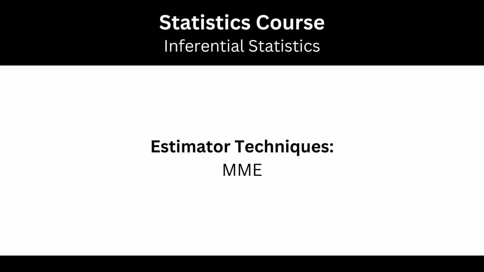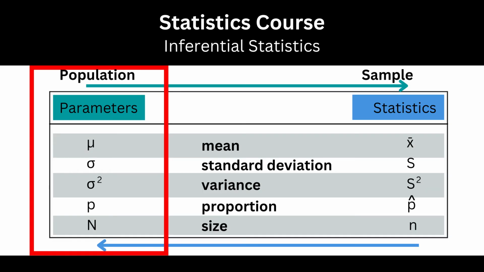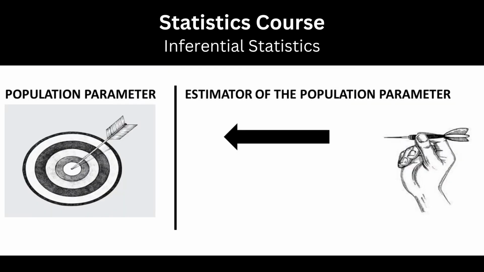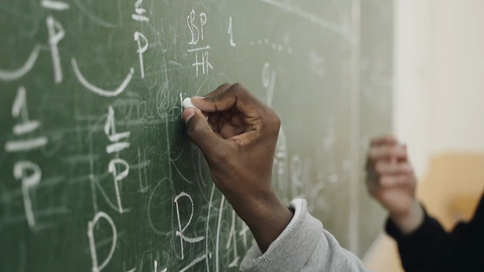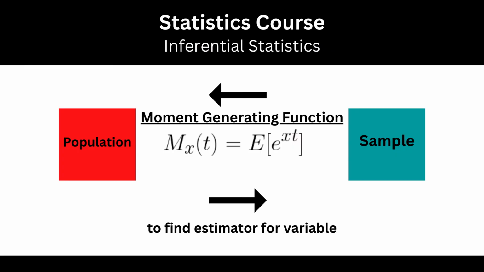The last method is called the method of moments. We want to estimate the population parameter, but here it is done differently. It's more mathematics and less of a graphical concept. We use what's called a moment generating function to find a specific function for the distribution we are studying and get the mean, variance, and so on.